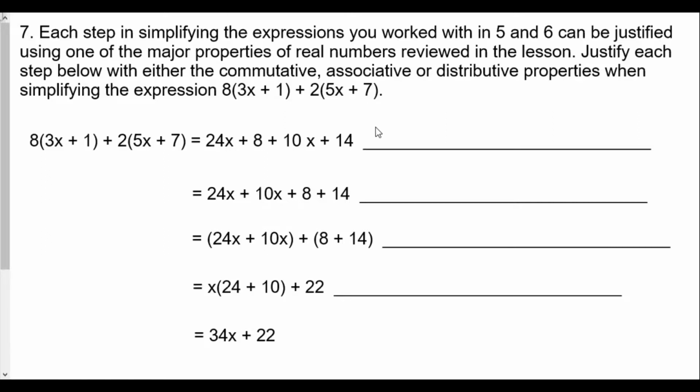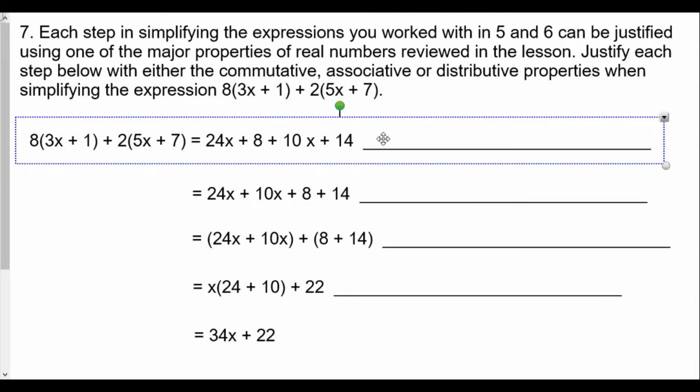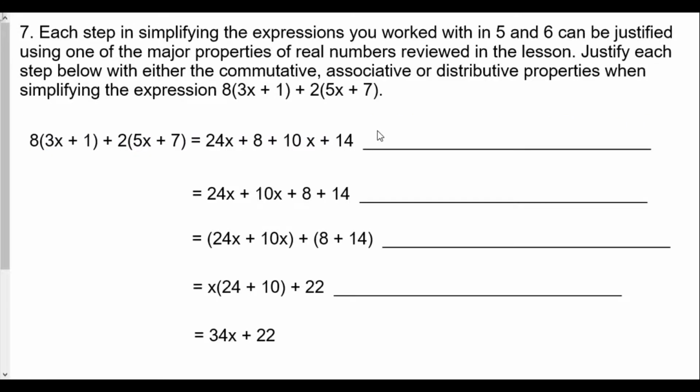Okay, here we go. Let's see if we get a cursor here. So here, in this case, when we get the 24x plus 8 plus the 10x plus 14, this is going to be the distributive property. Oh, I see what happened. So, you know what, I'm going to just type in here, distributive property, because we distributed using multiplication over addition. Okay, so that's the distributive property here. All right, there you go.